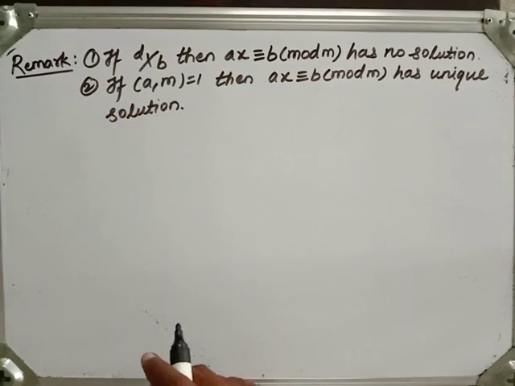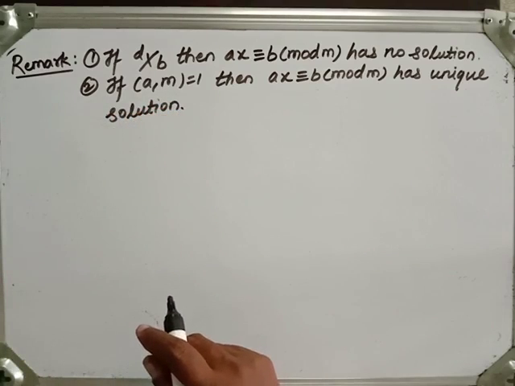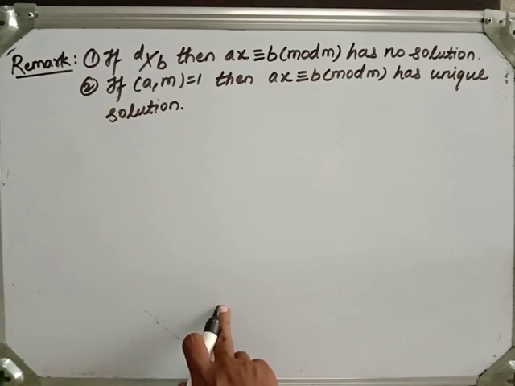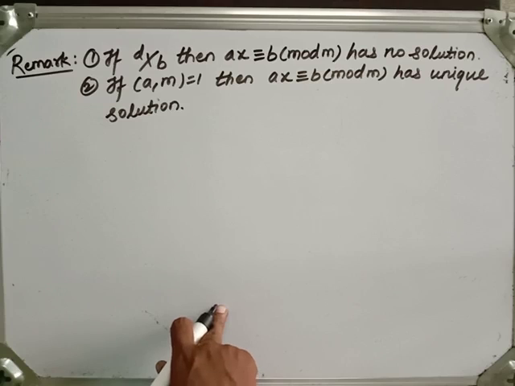Okay. Now here we will stop. In the next video we will see some examples on these linear congruences, and also we will see the Chinese remainder theorem. That theorem is for solving a system of linear congruences: how we can obtain a solution for a system of linear congruences, and examples on them. Thank you.